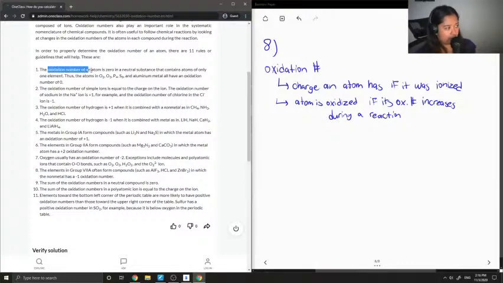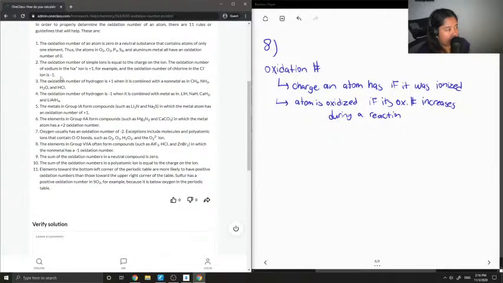So we know the oxidation number of an atom is 0 if it's in a neutral substance that contains atoms of only one element. So when you have a gas or a pure liquid, aluminum metal, it's like a solid, they all have an oxidation number of 0. The oxidation number of simple ions is equal to the charge of the ion. So for the sodium ion, it has a +1 charge, so its oxidation number is +1. Similarly, chlorine has a -1 oxidation number.